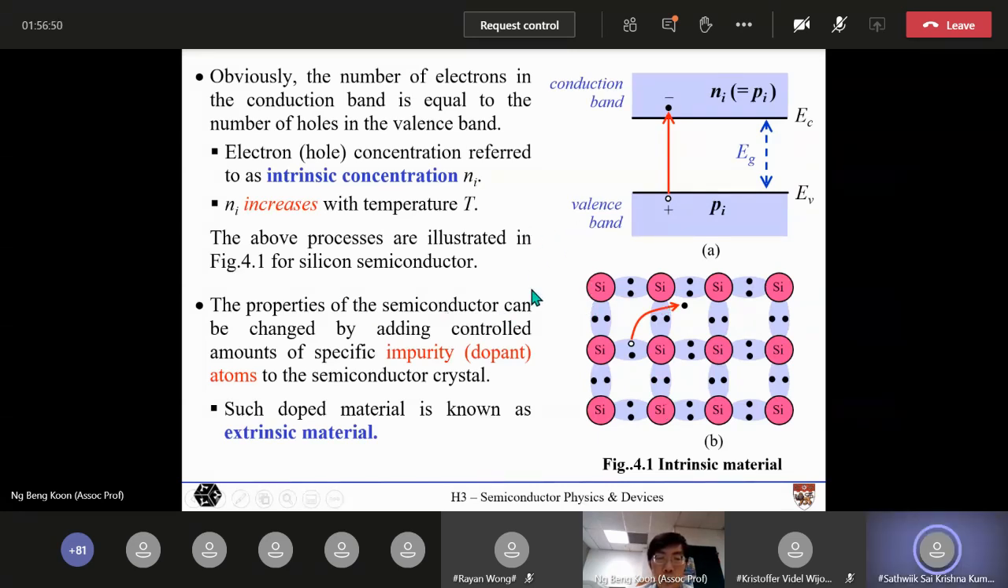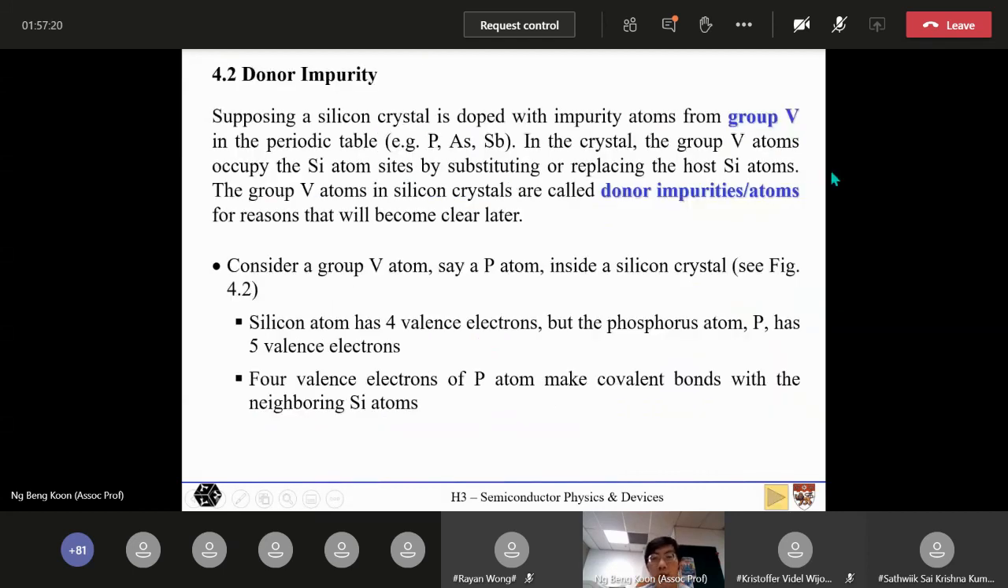To control the number of these electrons and holes separately, without depending on temperature, we can put in impurity atoms. We're going to talk about how we can achieve that by putting in different types of impurity atoms. This kind of material, which has impurity atoms added to vary the electron and hole concentration, is called extrinsic semiconductor material. So they are not pure anymore.